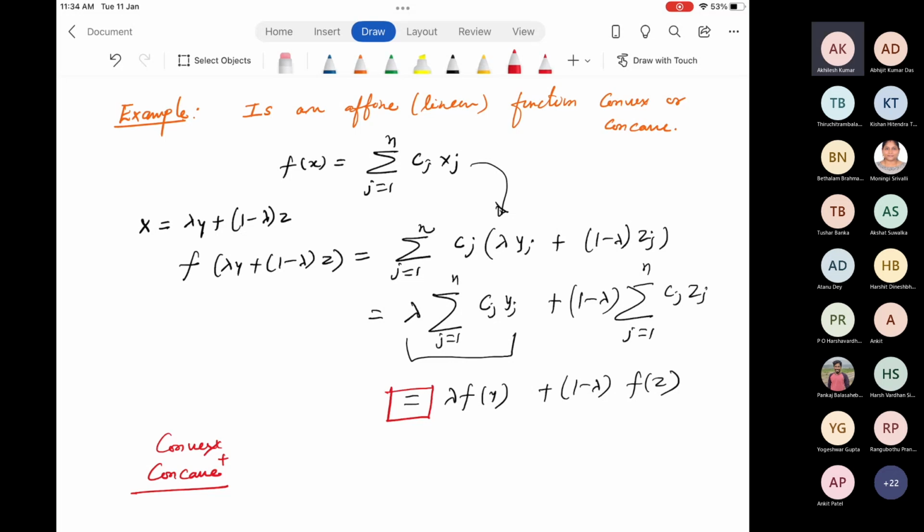Where do we find the best example of this? We used it as sometimes convex, sometimes concave. In linear programming we maximize and minimize, right? Yes, sir. When we do linear programming, sometimes we are maximizing a linear function, sometimes we are minimizing a linear function. So that is because it can be treated as both convex and concave.